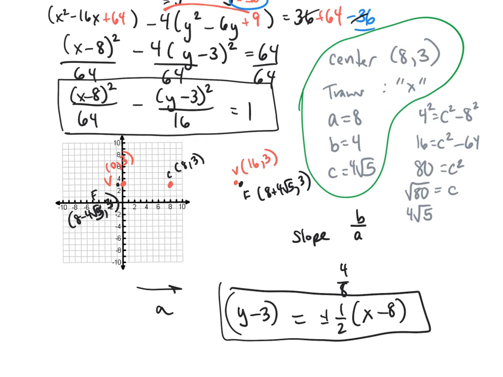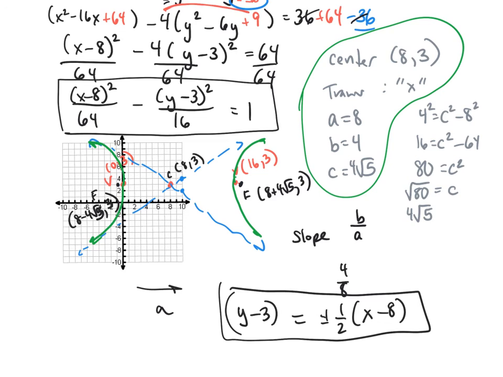There's my vertex. There's my foci. And again, if I want to graph those asymptotes, the slope's 1/2. So up 1/2 from my center would be there, and down 1/2 from my center would be there. And then just remember it goes through the vertices. So something like this.